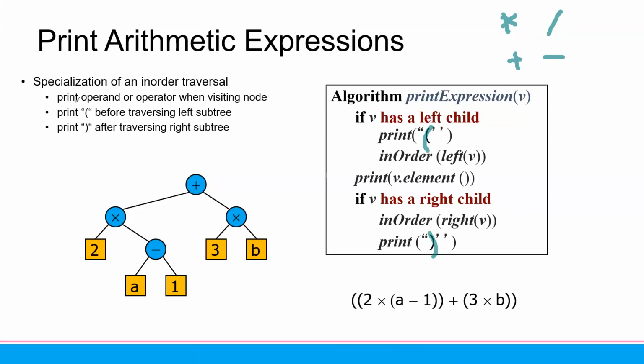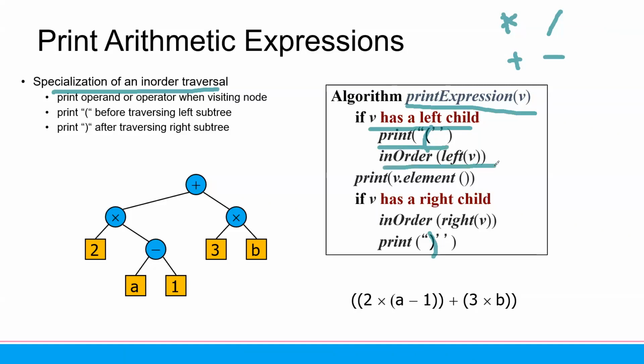Then we can have a specialization of an in-order traversal. It means when you do the in-order traversal, you add more statements. In this case, this is the print expression. We have the left child. This is the call from the in-order traversal. And then we add one more statement to print the parenthesis.